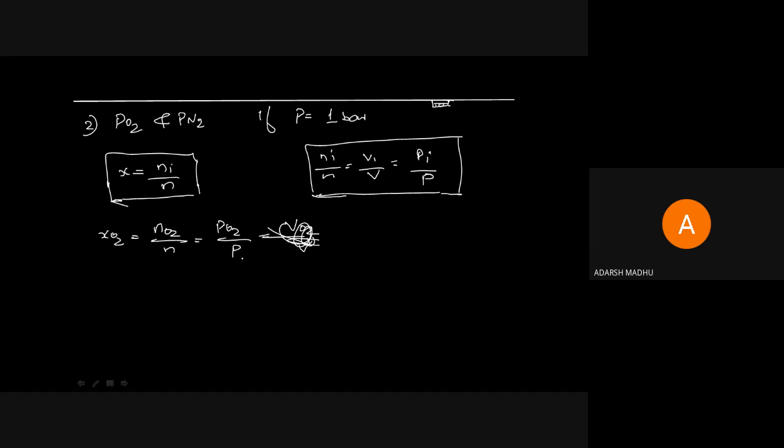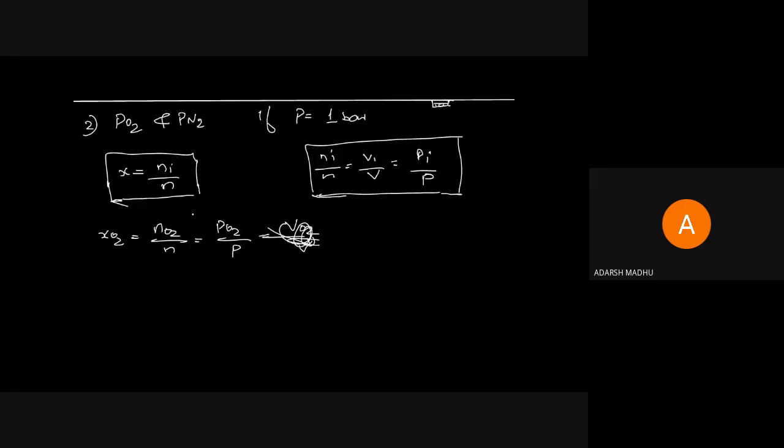PO2 by P. We know that P is 1 bar. Total number of moles we already got: number of moles of oxygen is 1, and number of moles of nitrogen is 3.76. So NO2 is a known value, N is a known value, P is a known value. So the only unknown value is PO2. So we can directly find out the value of PO2.